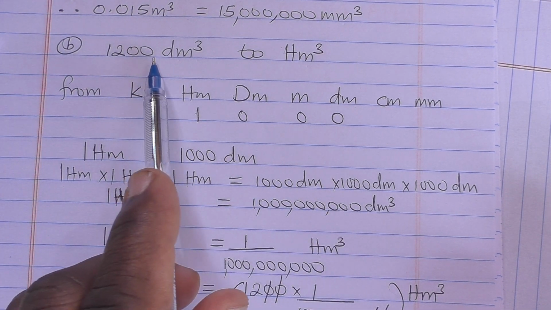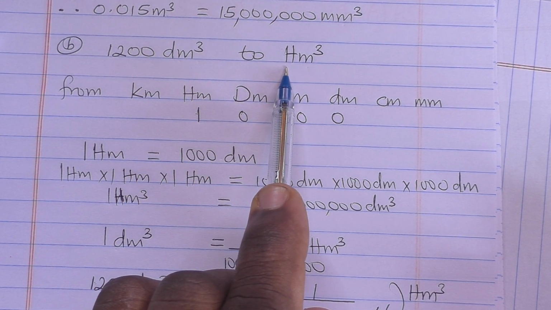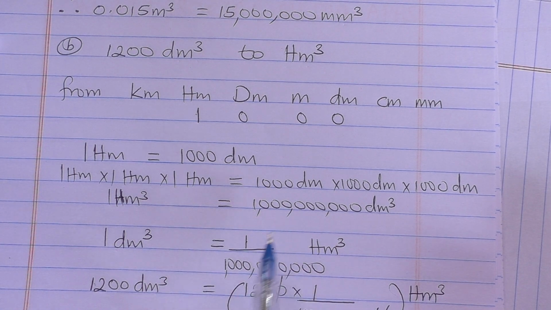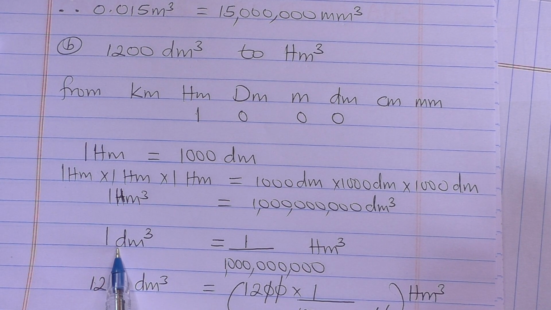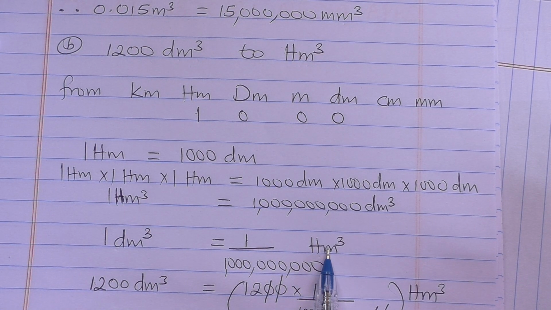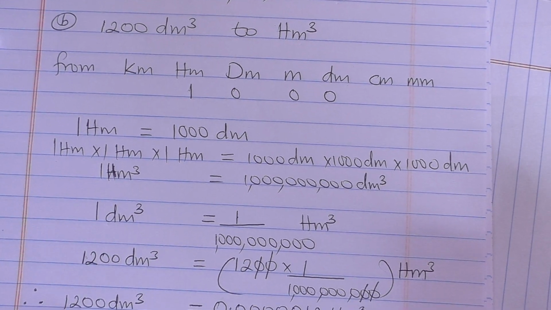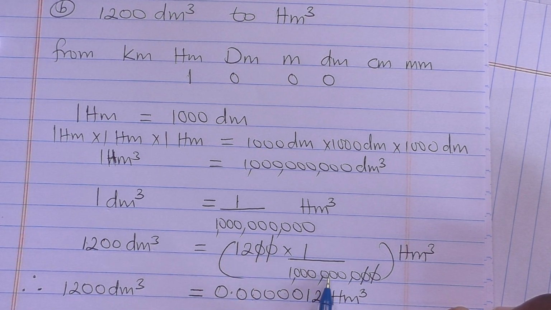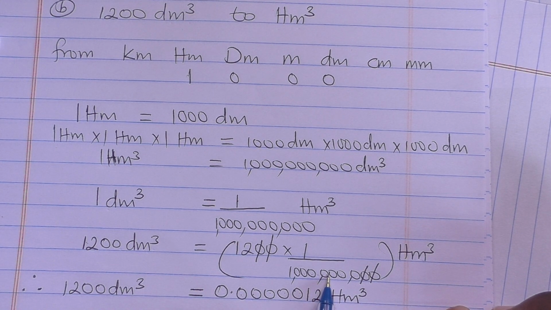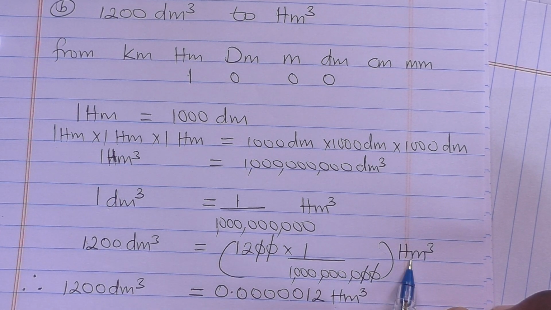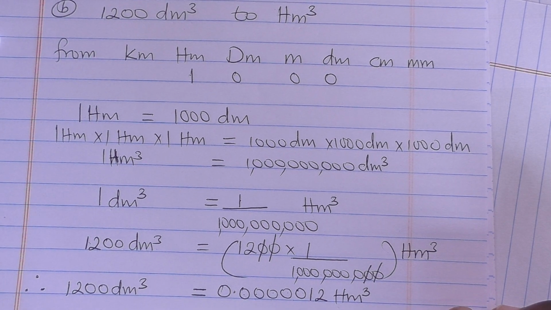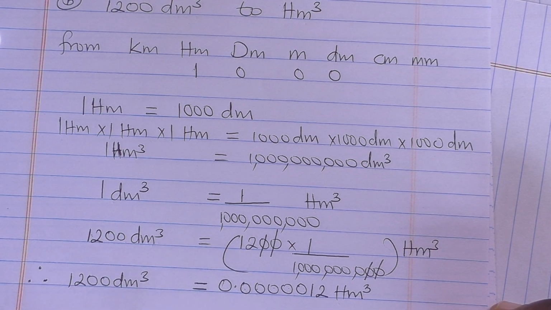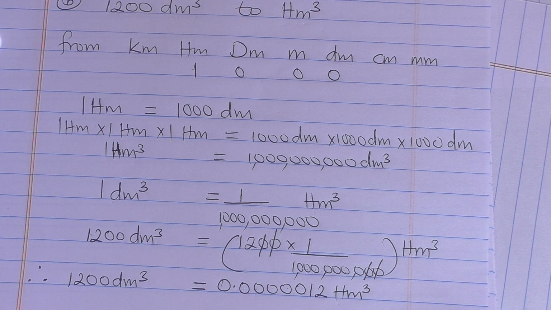But we are converting from decimeters to hectometers, so we need to know the equivalence of 1 decimeter cubed. Therefore, we shall divide both sides by 1 billion, hence getting 1 cubic decimeter equaling 1 over 1 billion cubic hectometers. And therefore, 1,200 decimeters cubed will be 1,200 divided by 1 billion. We are dividing since we are changing from smaller units to bigger units. And therefore, our final answer will be 0.000012 hectometers cubed. So that is how we convert units of volume.